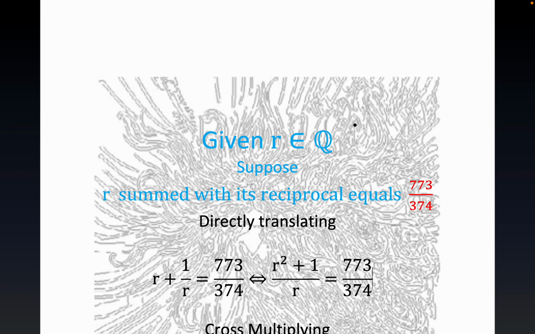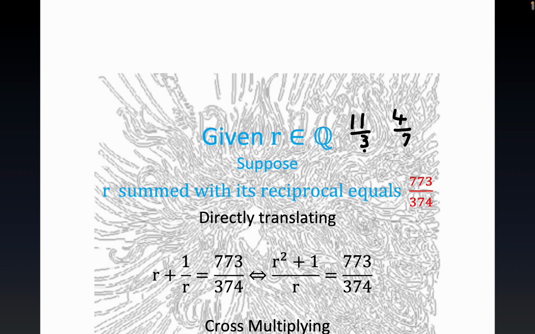A rational number, I think everybody knows, but for example, 11 over 3 is an example of a rational number. 4 over 7, and I think everybody knows, but we're looking for rational solutions, non-natural number solutions. Okay, something like that.